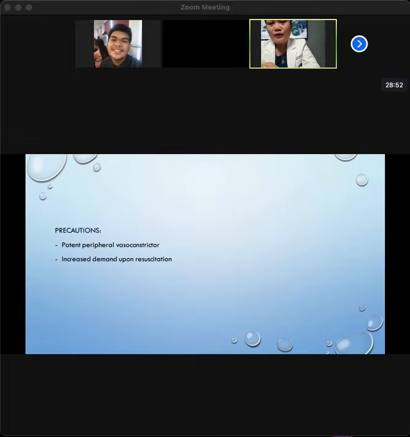So, the precautions of vasopressin: you have to bear in mind that it is a potent peripheral vasoconstrictor. So if the patient has a blood supply problem in the peripheral area, it can aggravate the decrease in blood flow, for example, patients with PAD. And it can also increase demand upon resuscitation. Okay?